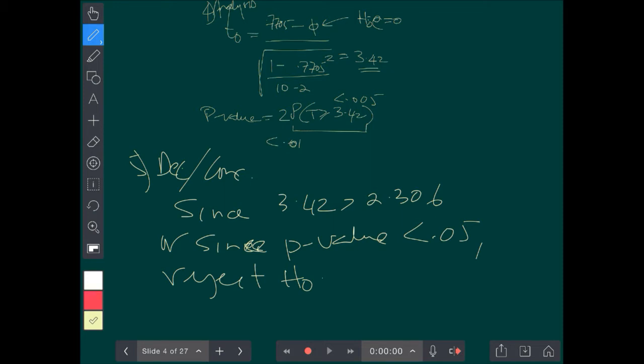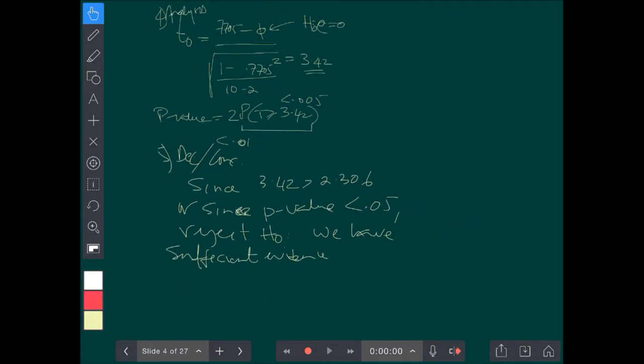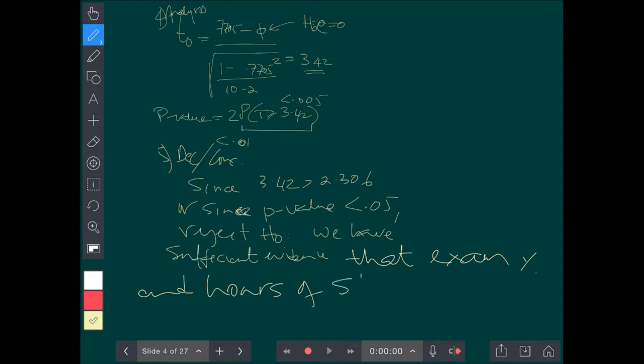What do we conclude? We have sufficient evidence that exam mark and hours of study are linearly related. That exam percentage and hours of study are linearly related.